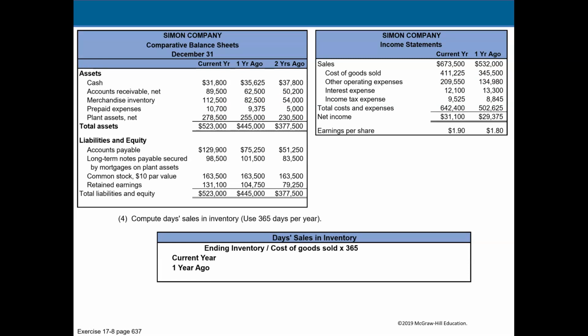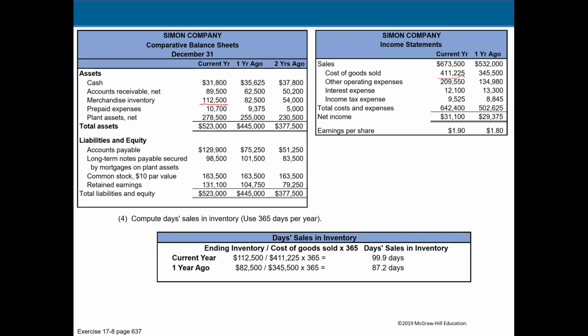Okay, days sales in inventory. You take the ending inventory, divide by cost of goods sold, and then you multiply by 365. For the current year, ending inventory is 1,012,500. Divide by the cost of goods sold of 411,225. Multiply by 365 and it's 99.9 days.